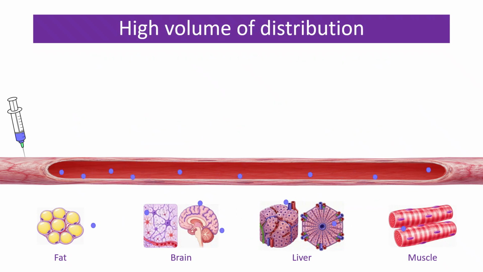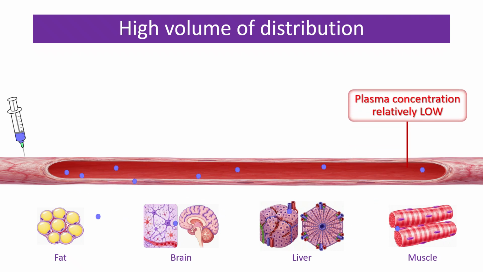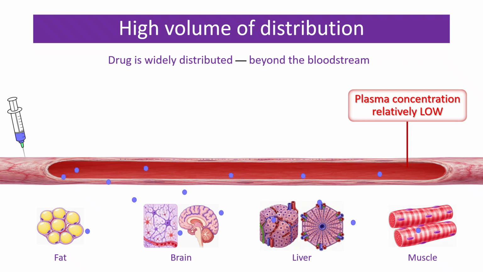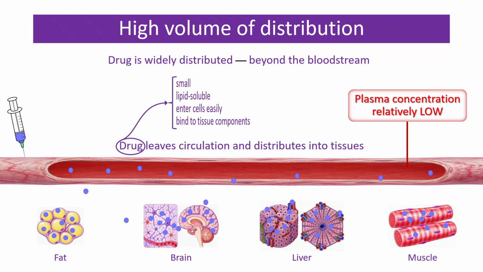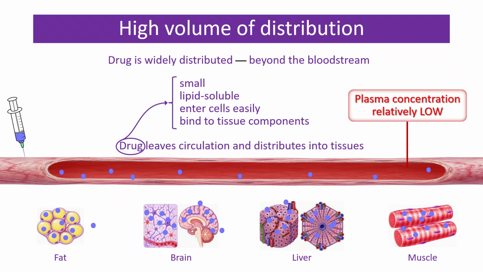A high volume of distribution tells us that the plasma concentration is low compared with the amount of drug in the body. The drug has not disappeared. Instead, it has become widely distributed beyond the bloodstream. Much of it has moved out of the plasma and into tissues. A drug that behaves in this way will be small or lipid soluble, can enter cells easily, or binds strongly to tissue components. Drugs can have a very large volume of distribution.